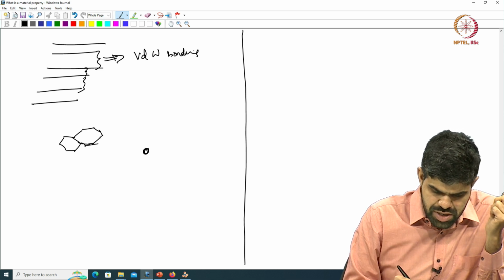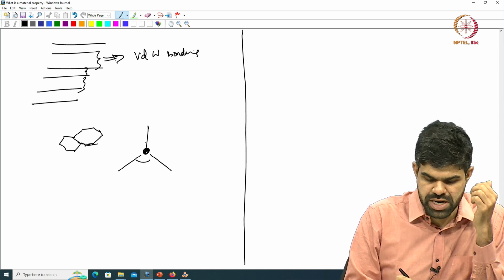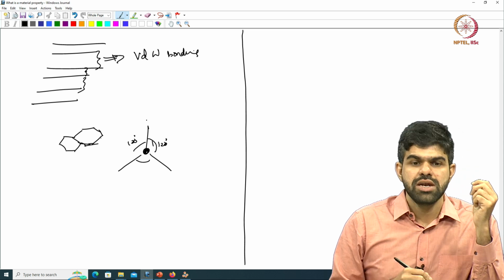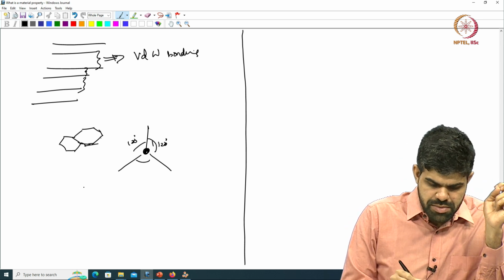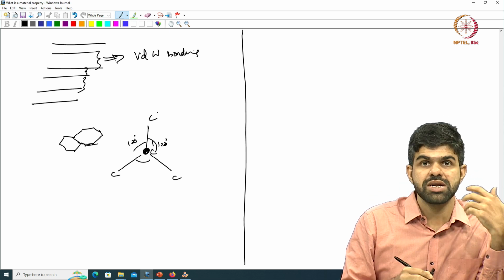So, each carbon in plane is bonded to 3 other carbons, at an angle of 120 degrees with respect to each other. So this is one carbon, this is another carbon, another carbon, another carbon. So, one carbon has 3 bonds.